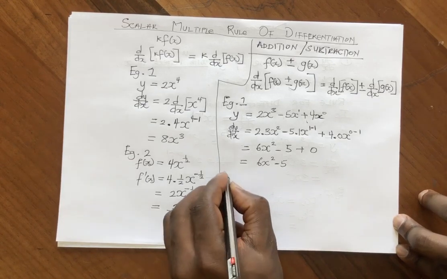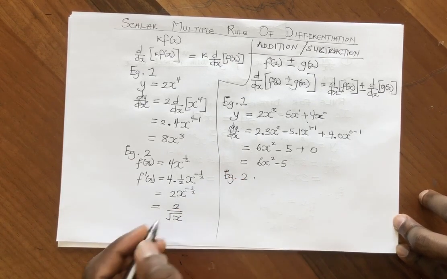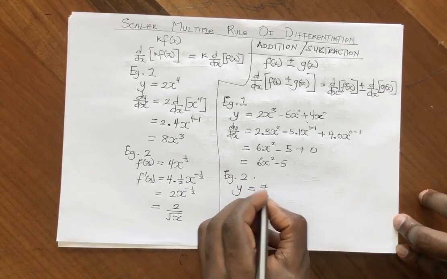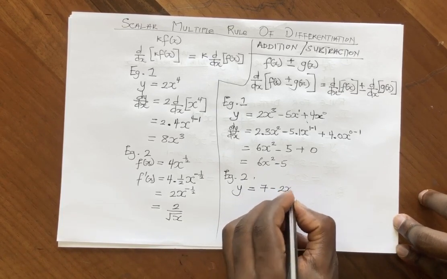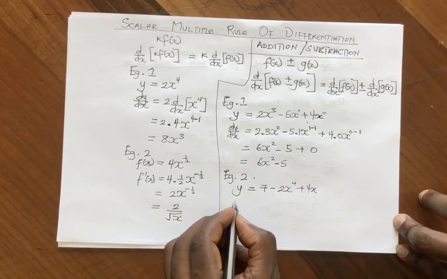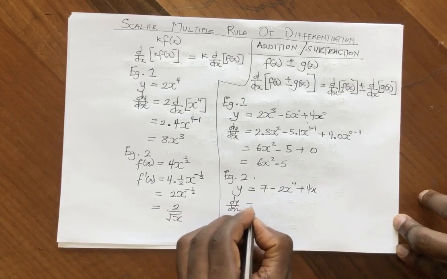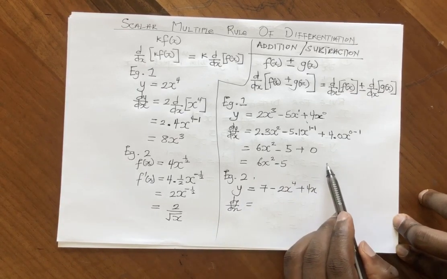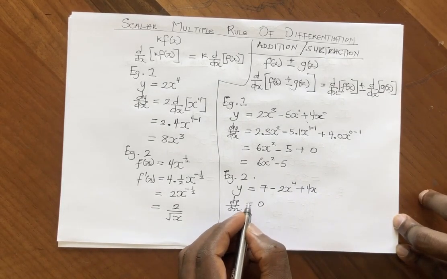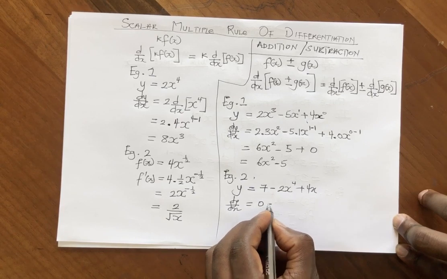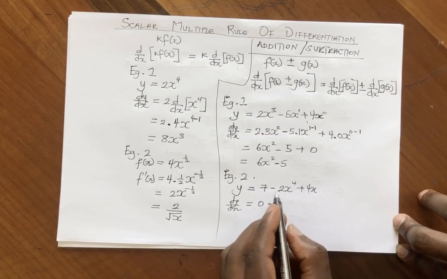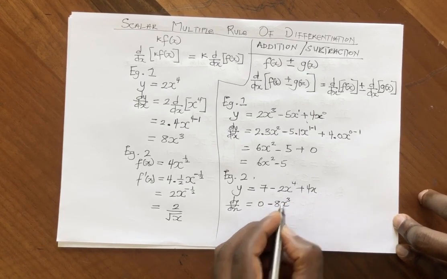Let's look at a second example. y is equal to 7 minus 2x raised to the power 4 plus 4x. Okay? So dy dx, we saw from our previous example that the differential of a constant is what? Is 0. So when you differentiate this, you will get 0. Then you have 4 times 2, which is what? 8. Then you subtract 1 from the 4. You are left with 3.